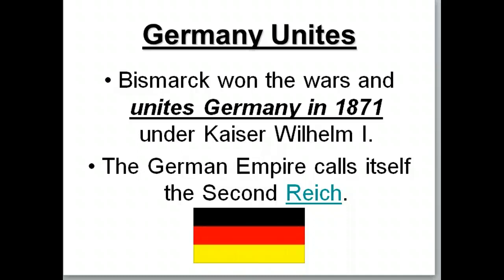And Kaiser Wilhelm I becomes the king of all the Germanies. The German Empire calls itself the Second Reich. Reich in German means empire, so they're becoming the Second German Empire. The first was the Holy Roman Empire, if you remember Charlemagne and Charles V and all those people that we talked about earlier this year. The Third Reich is going to be the Nazi Empire, trying to recreate it.